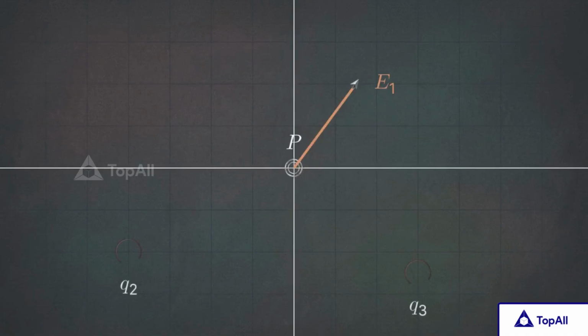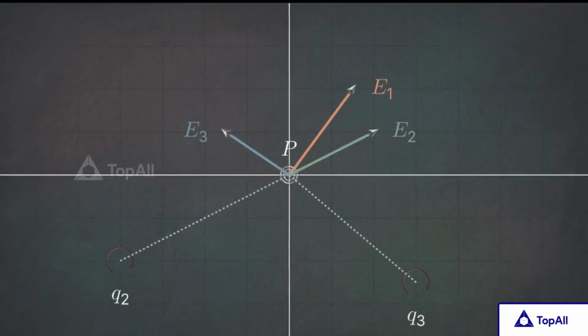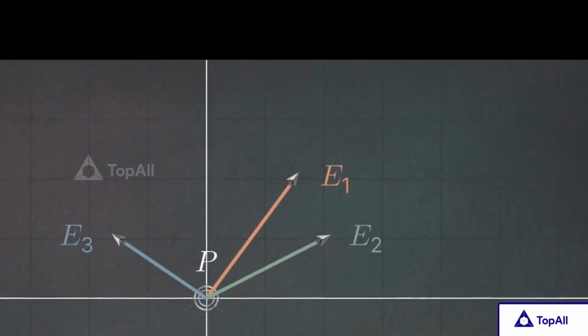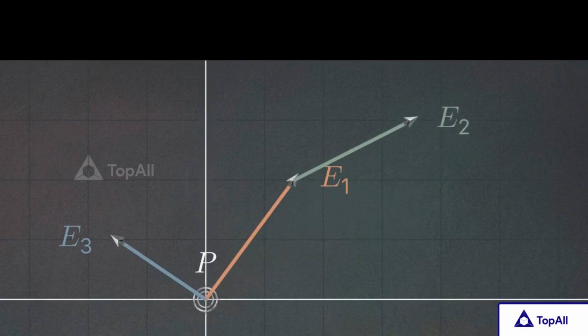Now we reintroduce the remaining source charges to the grid. The principle of superposition states that these new charges do not alter or interfere with the field created by Q1. Our first vector, E1, remains exactly the same. Since these fields are independent, we calculate the vectors for charges Q2 and Q3 using the same isolated method. Point P is now acted upon by 3 independent vectors, each pulling or pushing in its own direction.